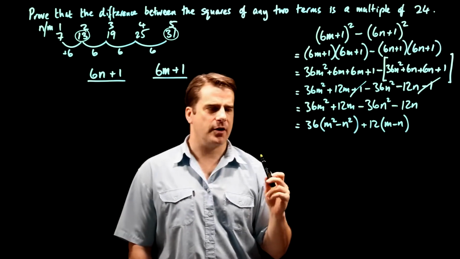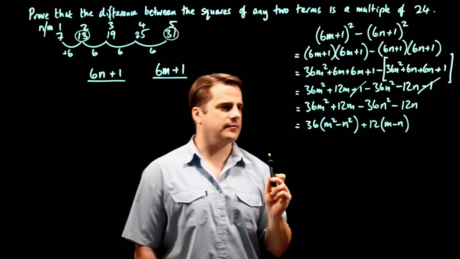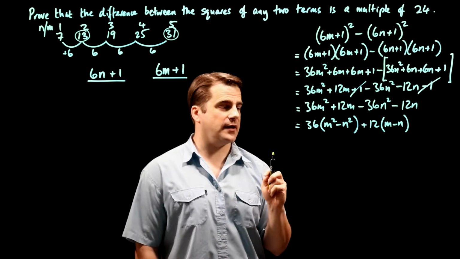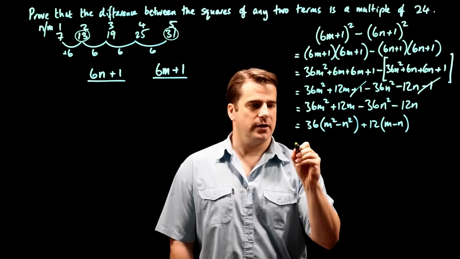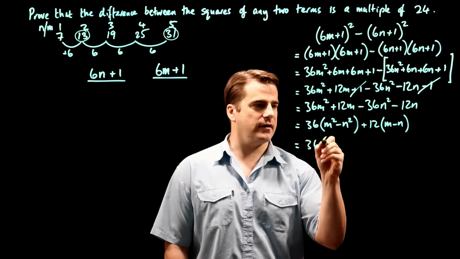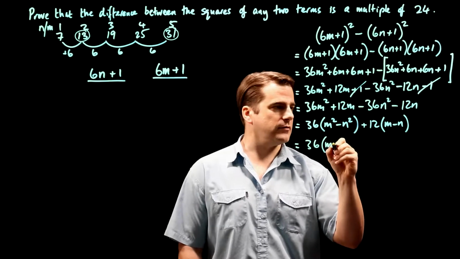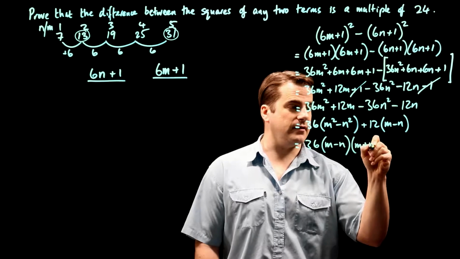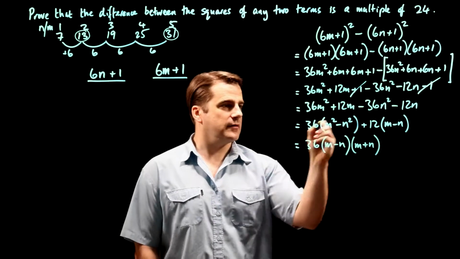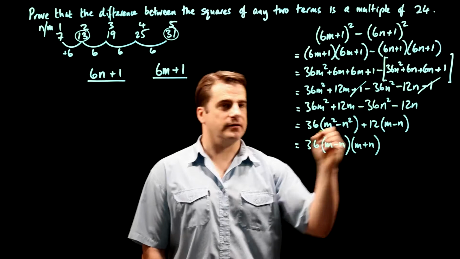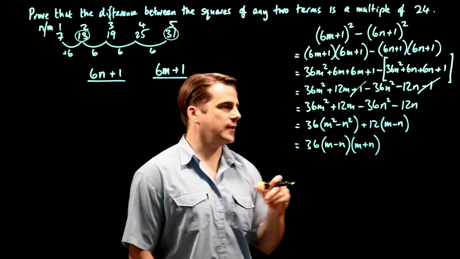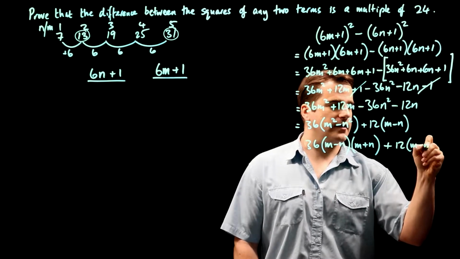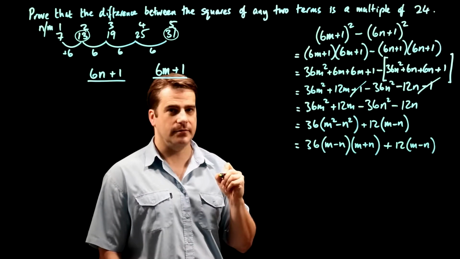Look at this. Does that ring a bell? m squared minus n squared. It's a difference of 2 squares, isn't it? Let's expand that and see where we go. So that's 36 times m minus n times m plus n. Okay? That thing is equal to that. Difference of 2 squares. That's the same, plus 12 into m minus n. Okay?